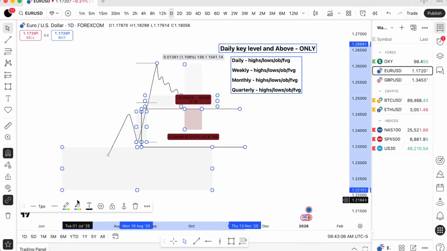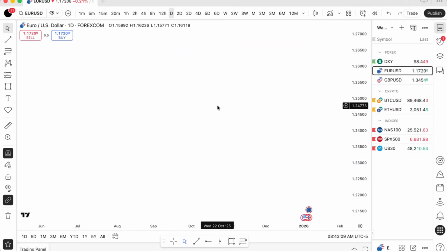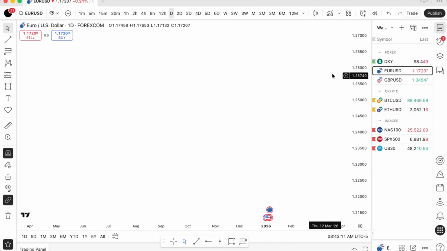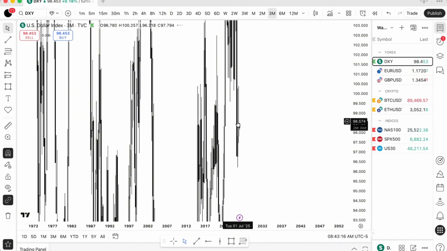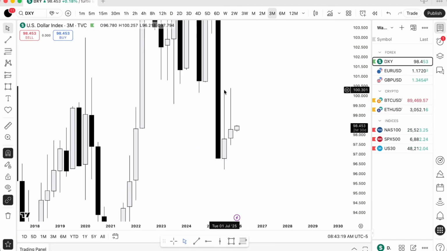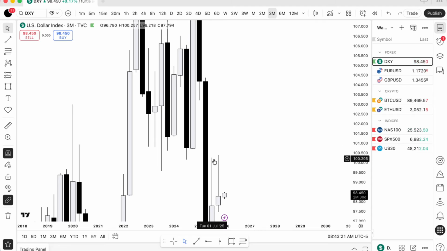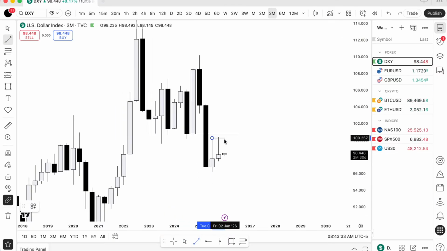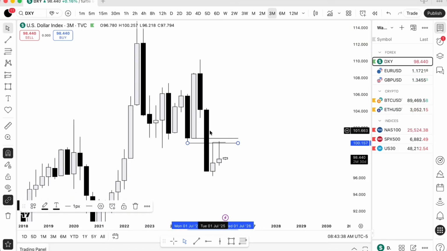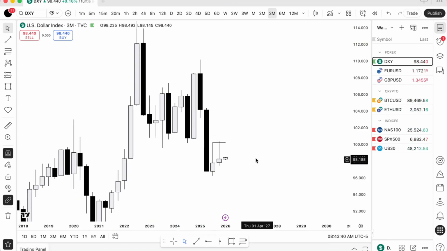Now I will jump to some charts to show you some examples and see how it goes. Now, as I said, we start from quarterly, right? See this. We have a quarterly PD array, a fair value gap with a breaker. Now on quarterly, you have only three PD arrays, you can say, right? Order block, fair value gap, breaker. But you see how all these align with the fair value gap.